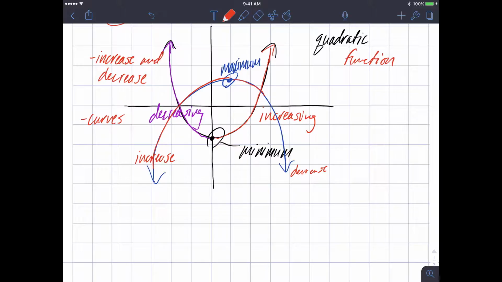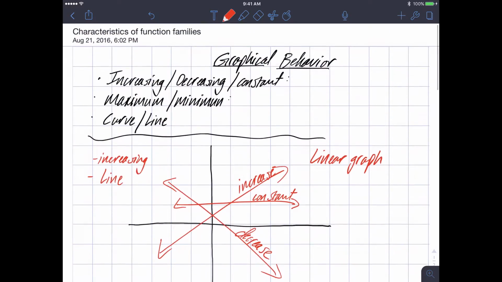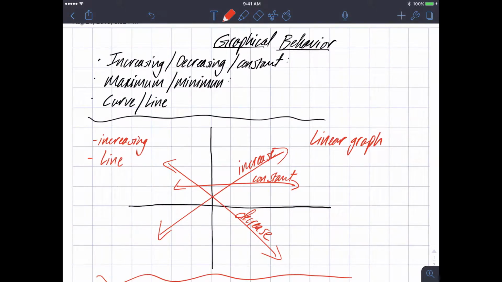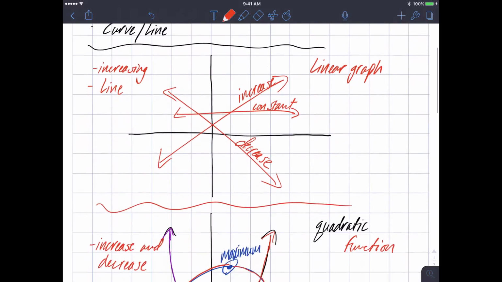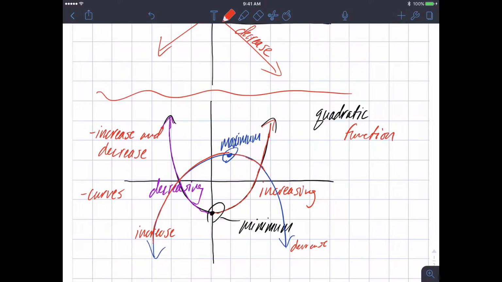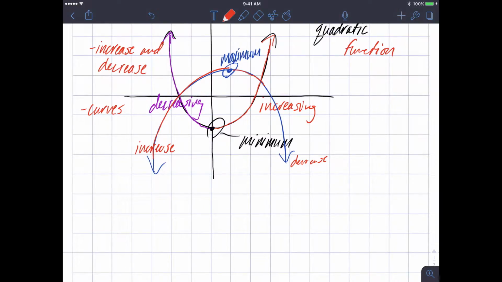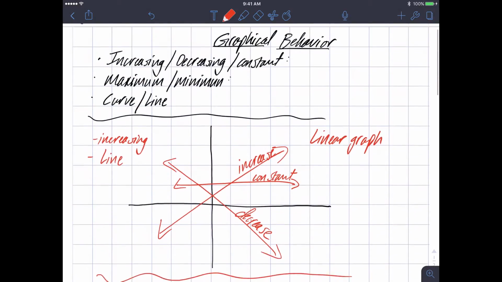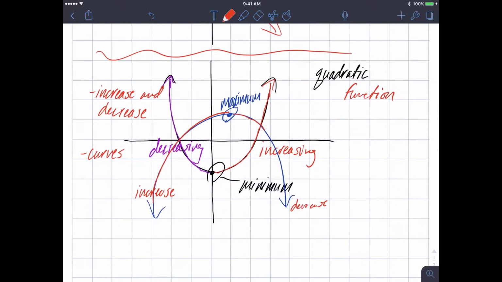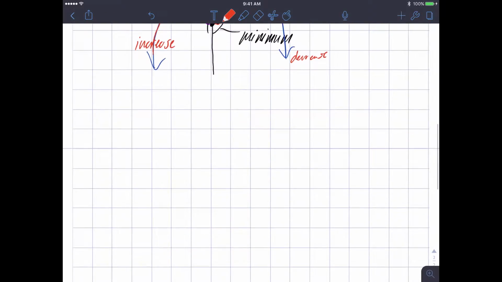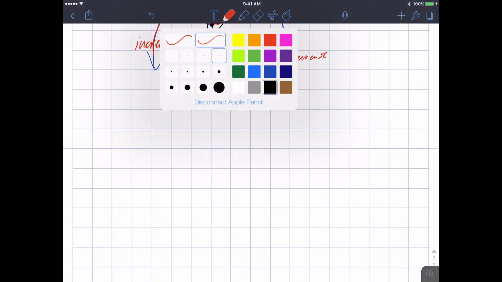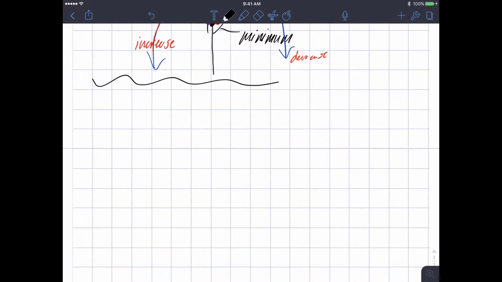That's the easy part. So two examples, increasing, decreasing. We have constant. We covered a couple of those, and what a maximum and a minimum are. Now, different function families will have different graphs, obviously. So the minimums and maximums, you'll be able to look at them there. And curve or line is pretty self-explanatory. So let's just run through a couple of quick examples so we can just say we did.